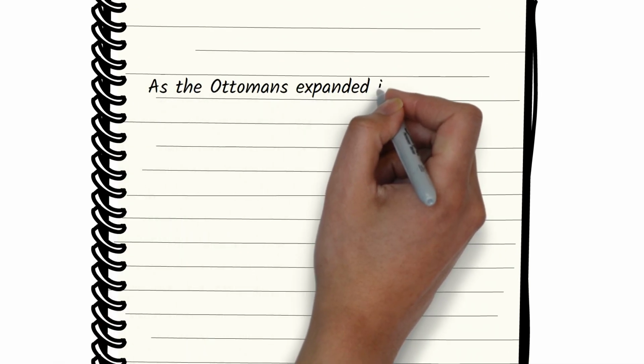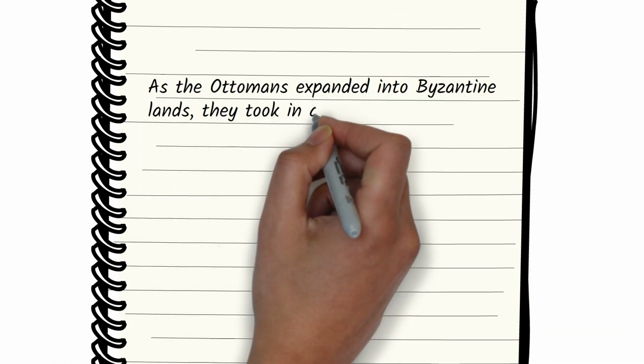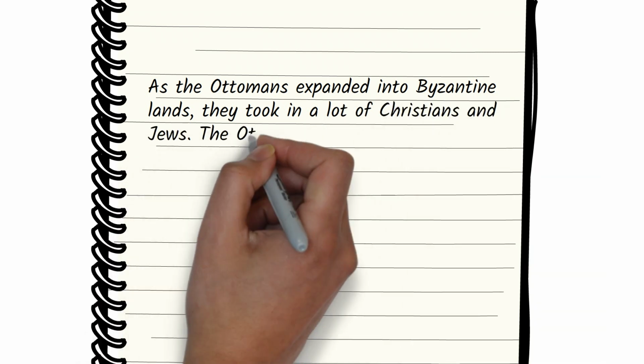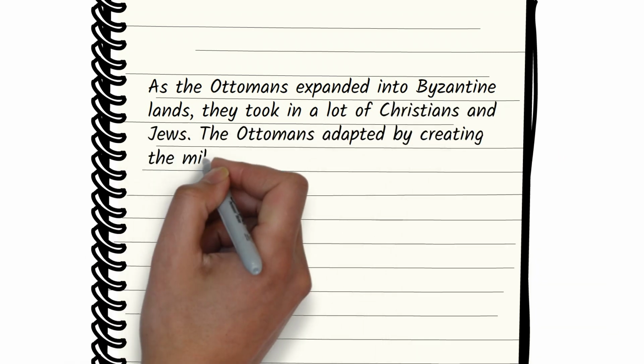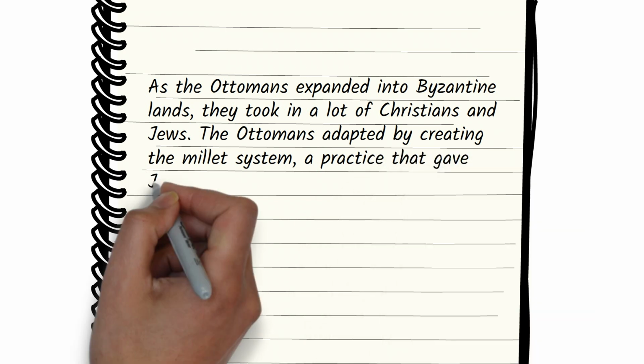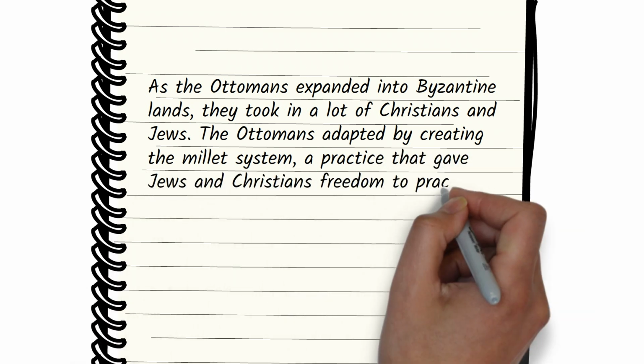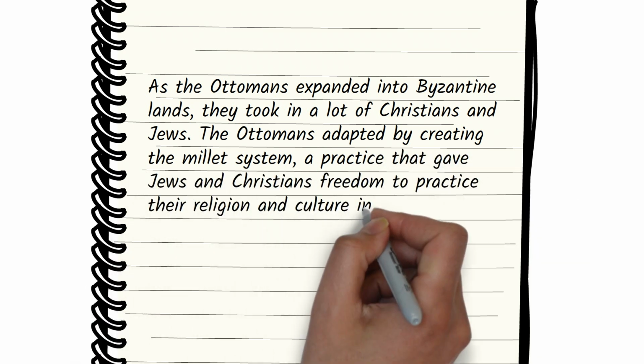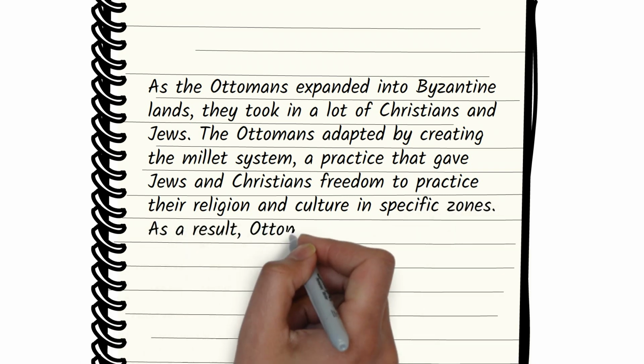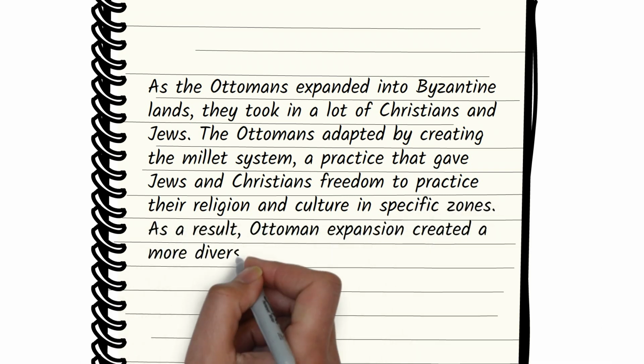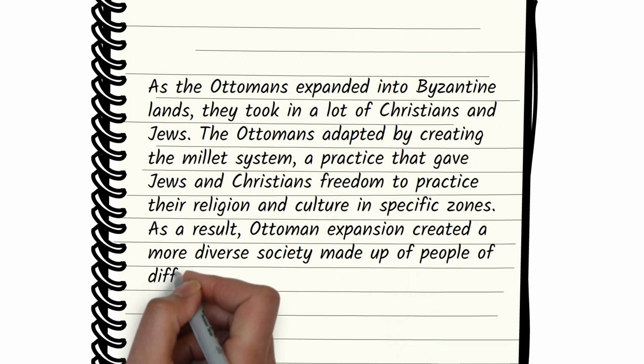As the Ottomans expanded into the Byzantine Empire, they took in a lot of Jews and Christians. The Ottomans adapted by creating the millet system, a practice that gave Jews and Christians freedom to practice their religion and culture in specific zones. As a result, Ottoman expansion created a more diverse society made up of people from different religions.